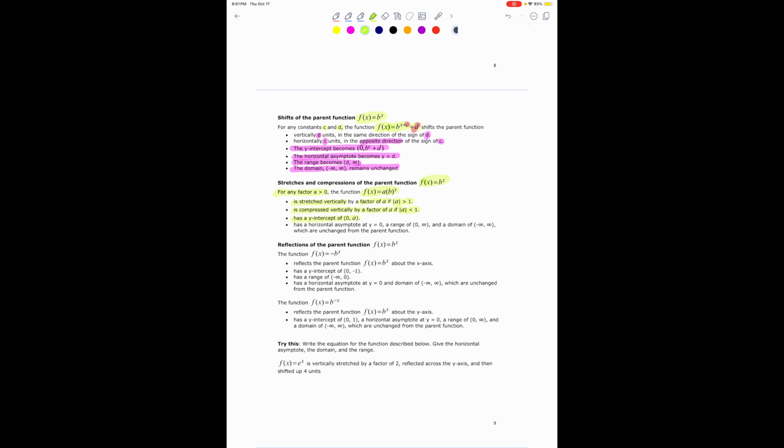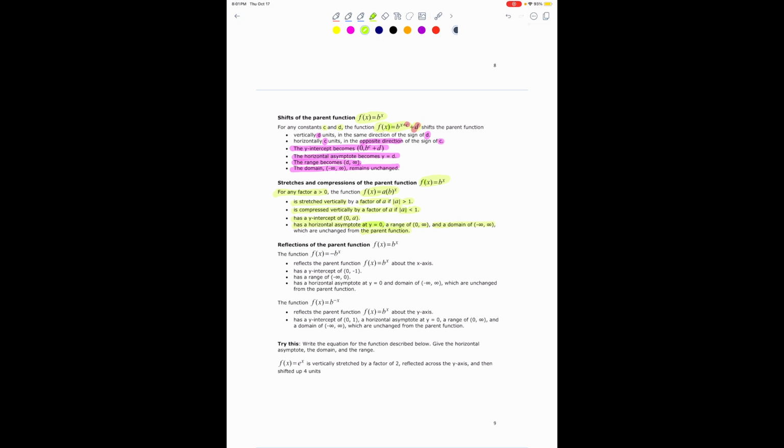The y-intercept is going to become (0, a). That is basically if you replace x with 0, you will end up with f of x is equal to a times 1. So that is the y-intercept. The horizontal asymptote is the x-axis, which is y equals 0. The range is from 0 to positive infinity because the horizontal asymptote did not change, and the domain doesn't change and it stays the same all the time. So it's from negative infinity to positive infinity. So these characteristics usually do not change from the parent function by a compression or a stretch.